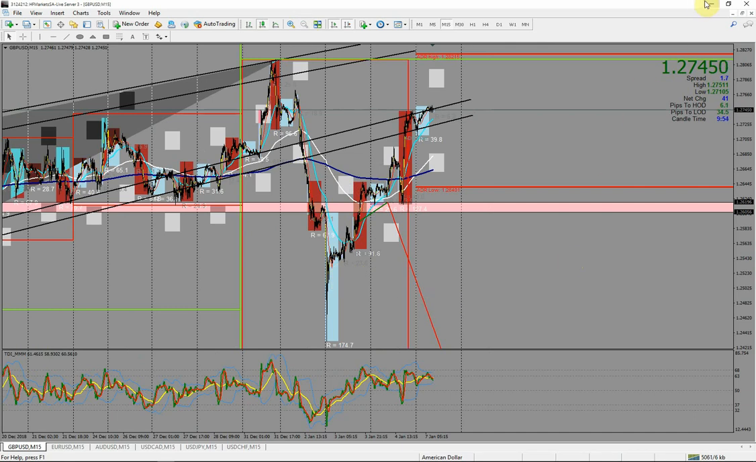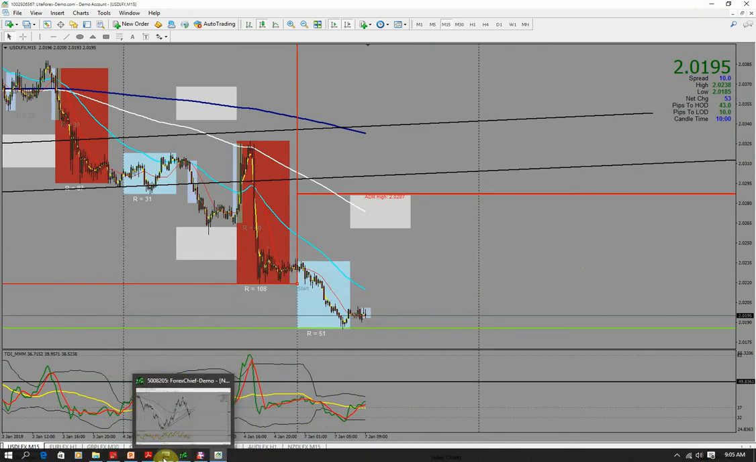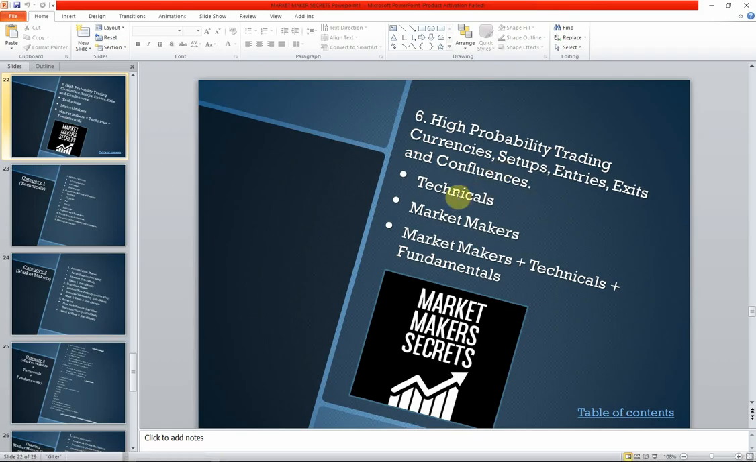So let's go back to our slides so that we can conclude what we're talking about right now. So I hope, ladies and gentlemen, that made sense. You should be able to identify your high probability trading currencies, setups, entries, exits, and confluences. If you are able to do all that, you don't need to look at a lot of things. Just look at the dollar across the board. For starters, look at the dollar.